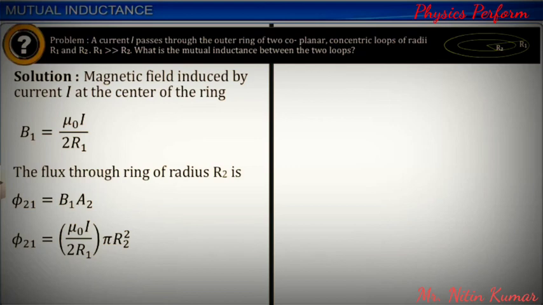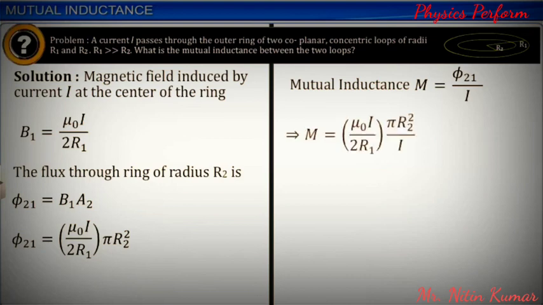Mutual inductance M is given by phi21 by I. On substituting the value of phi21 and simplifying, we get the value of mutual inductance as mu naught pi R2 square by 2R1.